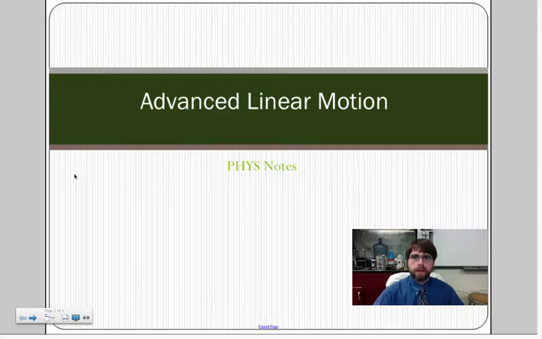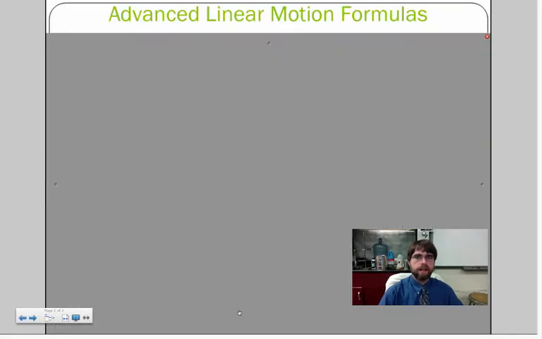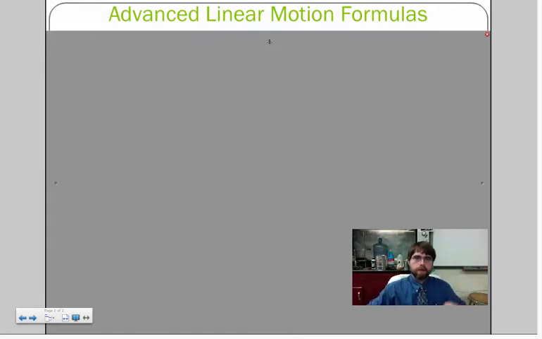Advanced linear motion. This presentation is really just a series of formulas, just extra formulas to add to your formula page. I'll go through it pretty quickly, and then we'll jump over to the other type of linear motion. So far we've talked about horizontal. We're also going to talk about vertical, also known as free fall.